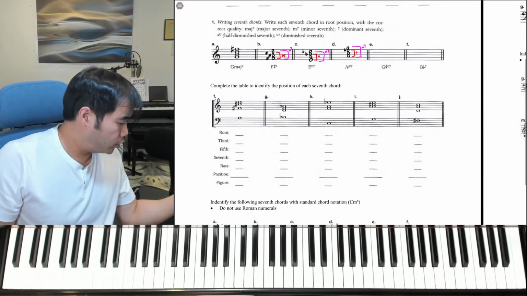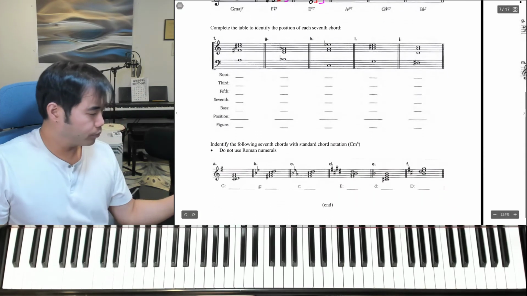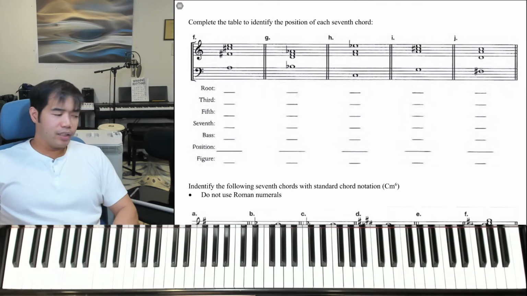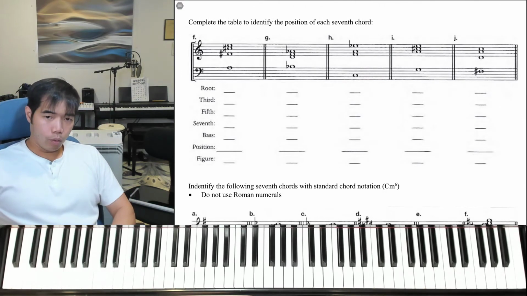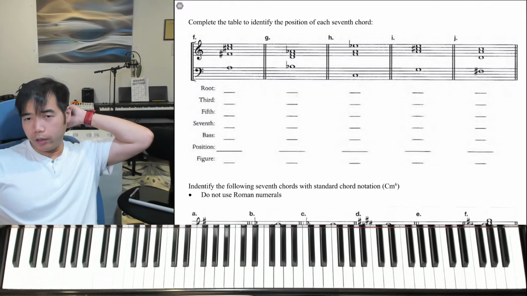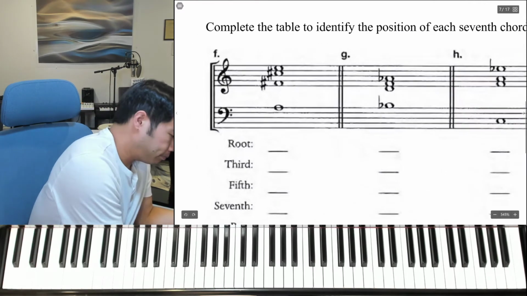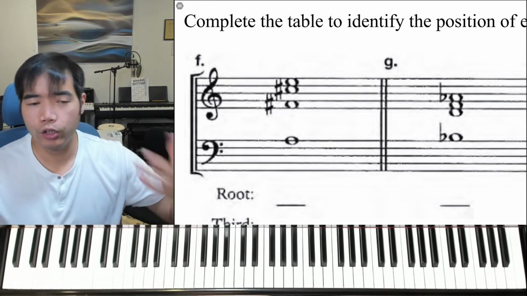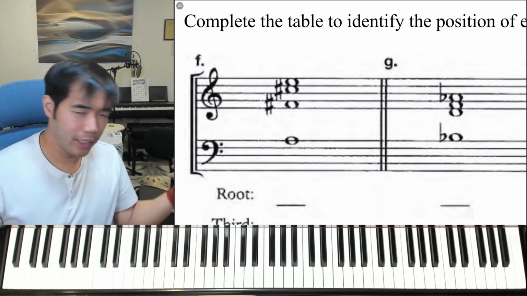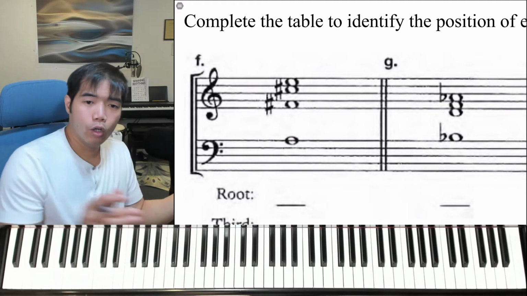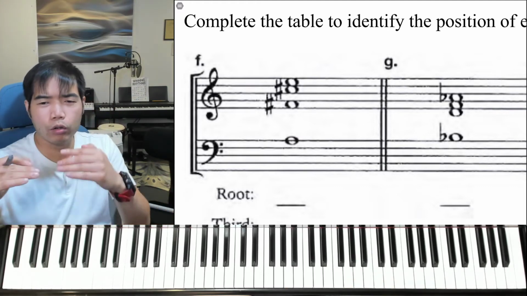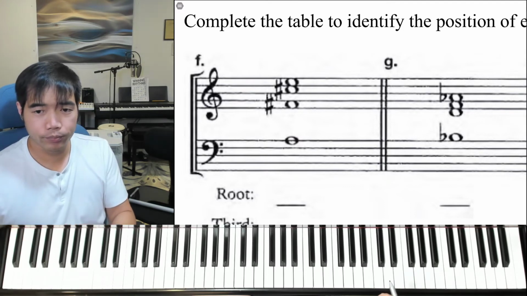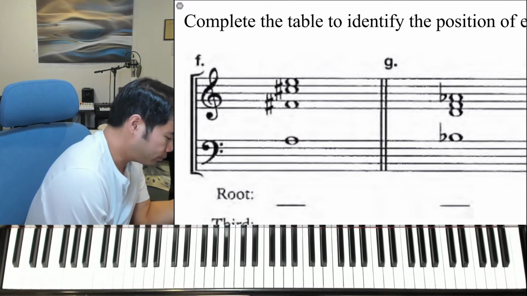Next, let's go down to this table. Complete the table to identify the position of each 7th chord. So I'm going to show you how to do this, all right? First of all, you'll notice the notes have been spread out between treble and bass clef, okay? So in order to do this, we need to put this in what we call closed position and to build this above the bass note. Okay, so let me show you how we do this.